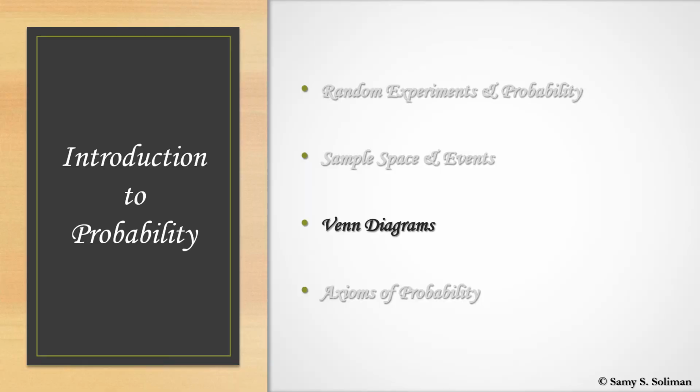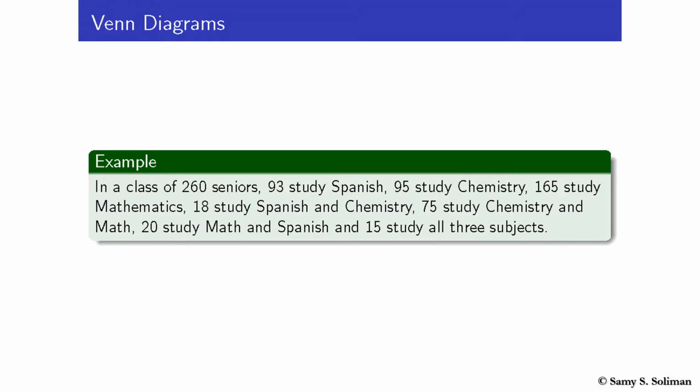Let's now talk about Venn diagrams, which can be used as an effective method to explain the relationships between various events which are members of a sample space.